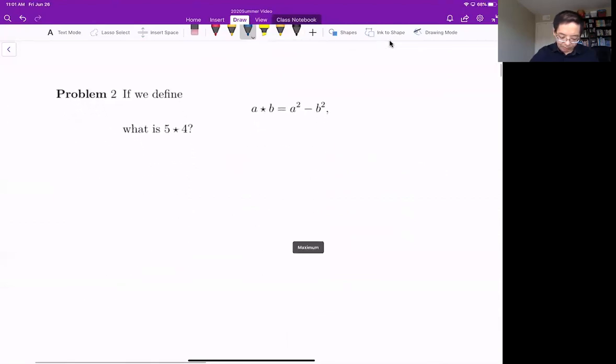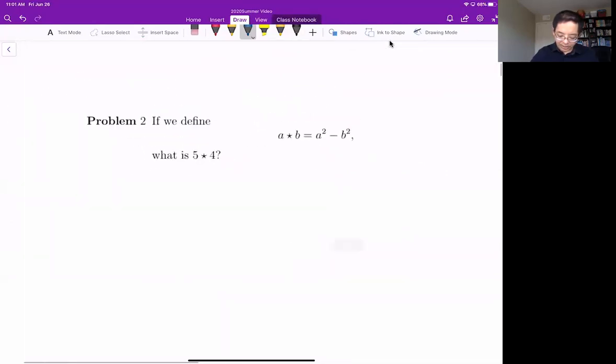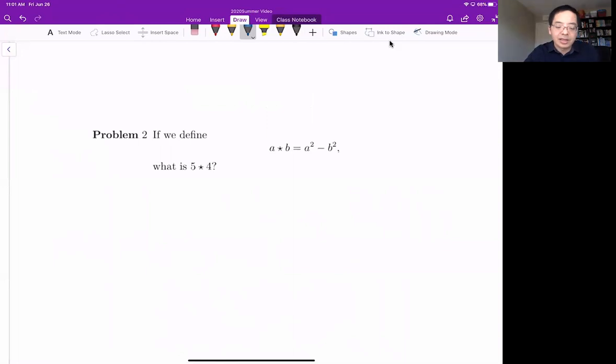Now let's look at problem 2. Problem 2 says we define a rule: A star B equals A squared minus B squared. This is just the definition, so you define the operation.